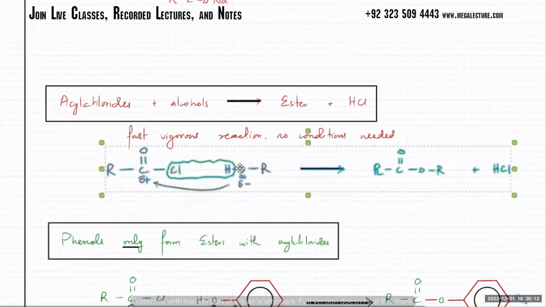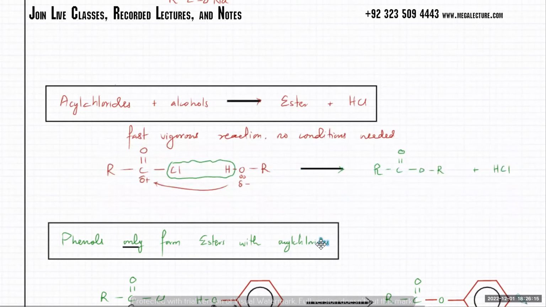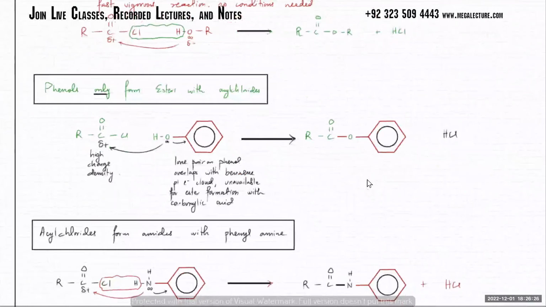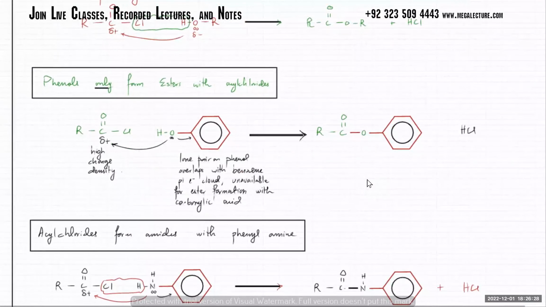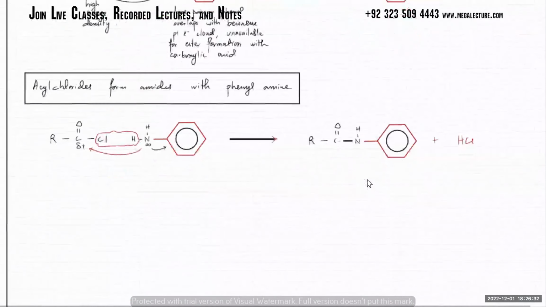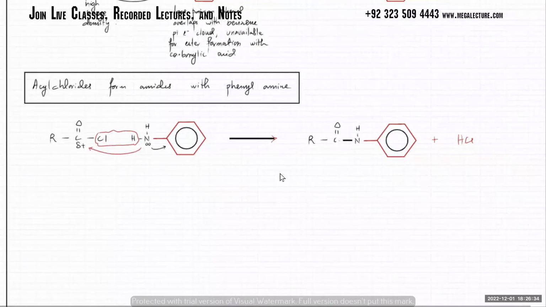Here you had the other reaction, which was phenols forming esters with acyl chloride. Phenols only form esters with acyl chlorides, not with carboxylic acids. We discussed the reason for that just now. And finally, they also form amides with phenylamine. That's another reaction. And again, no special conditions are needed for that. Okay, is all of this clear?